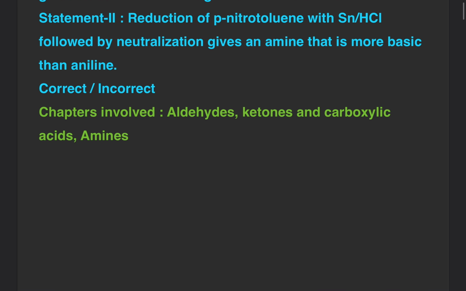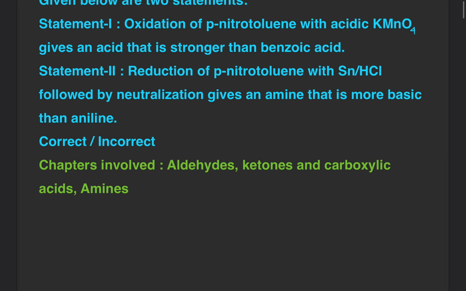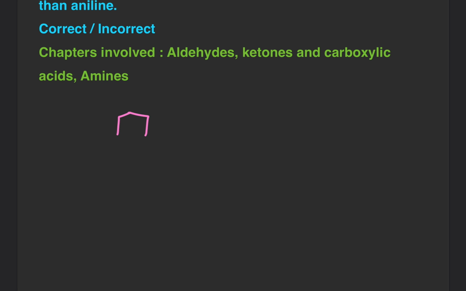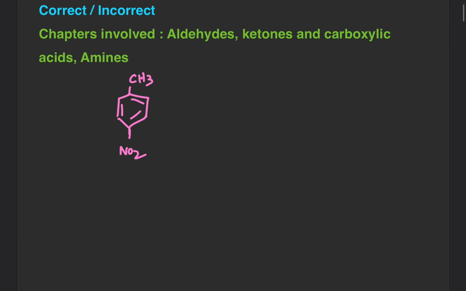The chapters involved are aldehydes, ketones, and carboxylic acids, and amines. Okay, so in statement 1 we are starting with p-nitrotoluene, or para-nitrotoluene, which is this guy. So we have the benzene ring, and if I draw this, this is my toluene, and in the para position if I draw NO2, then this becomes my para-nitrotoluene. Okay, and it is oxidized with acidic KMnO4.